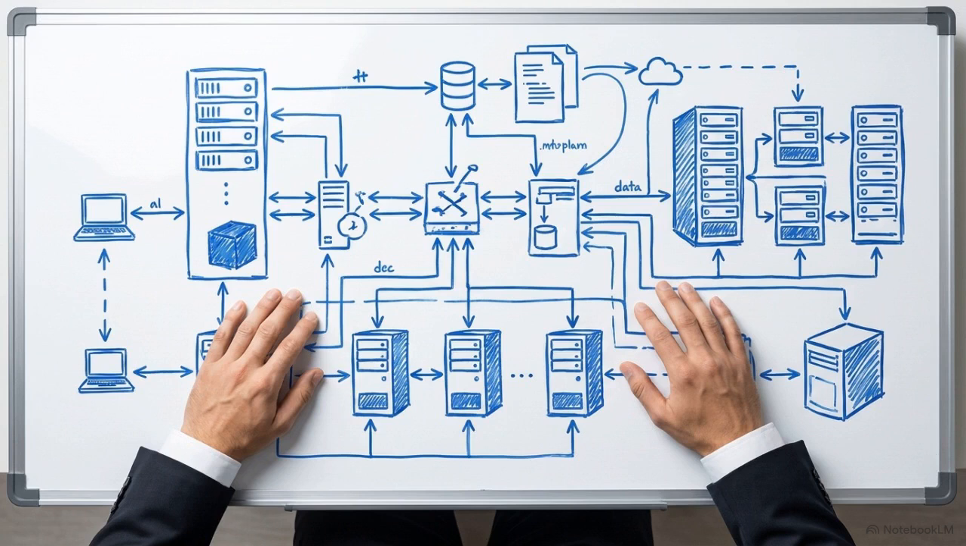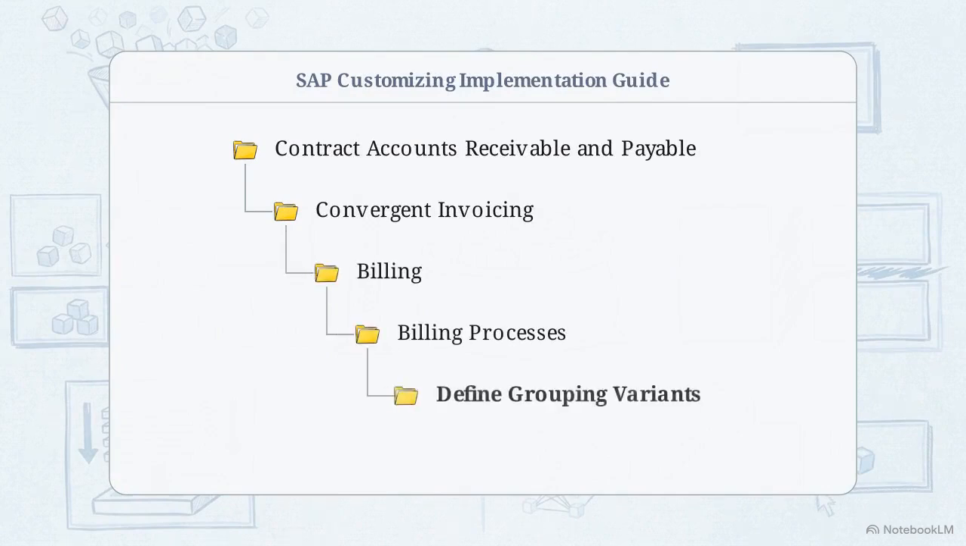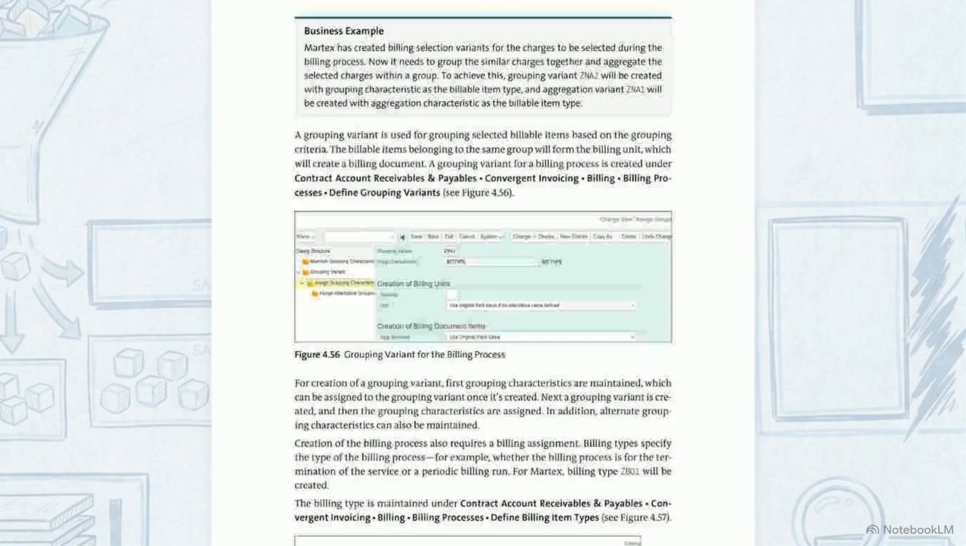To understand how these boundaries are built, we have to look directly at the SAP configuration environment. The configuration path resides under Contract Accounts Receivable and Payable, proceeding through Convergent Invoicing, Billing processes, and finally, Define Grouping Variants. This specific SAP GUI configuration screen is where the billing units and document items are physically parameterized.